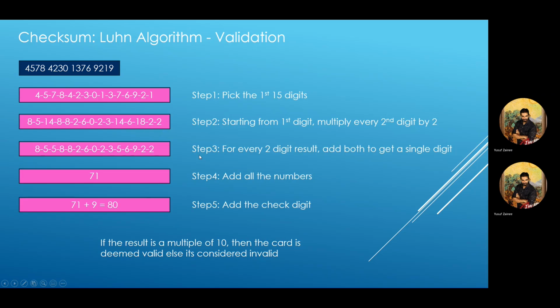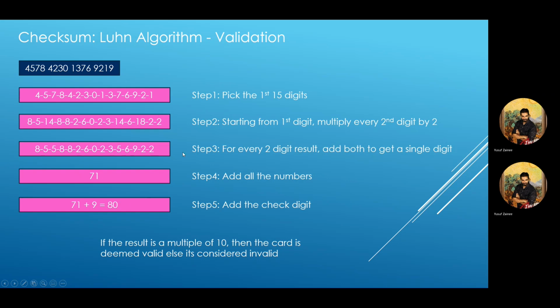Then comes the third step, where if a particular number has become a 2-digit number, you simply add those 2 digits to make it a single digit again. So 8 is as it is, 5 is as it is, 4 plus 1 becomes 5. Here also 4 plus 1 becomes 5 and 8 plus 1 becomes 9. So again, you end up with only 15 digits. In the next step, step number 4, you just add all these digits together. This gives you a grand total of 71.